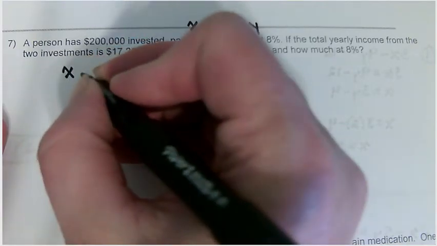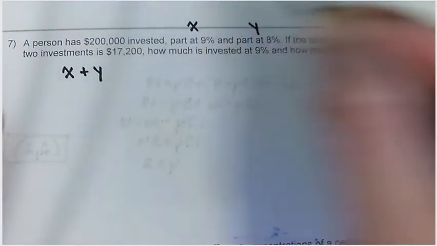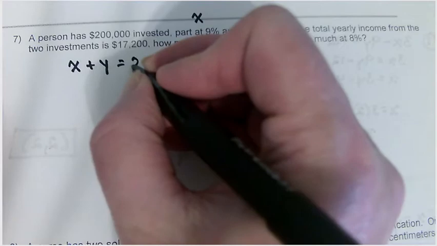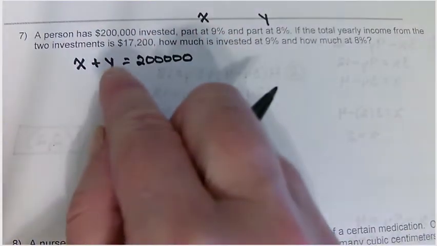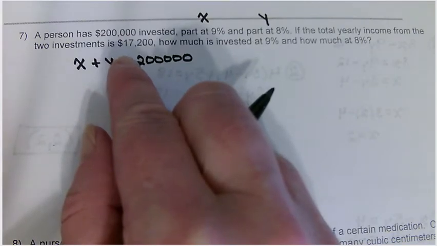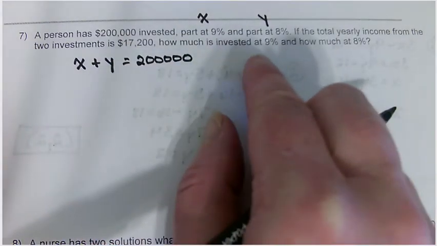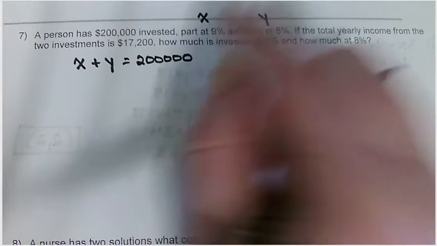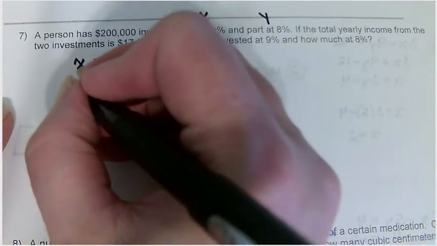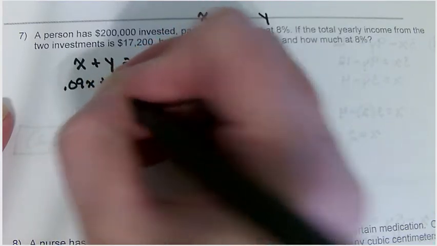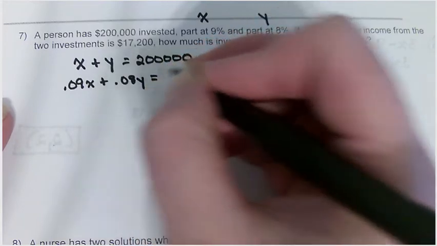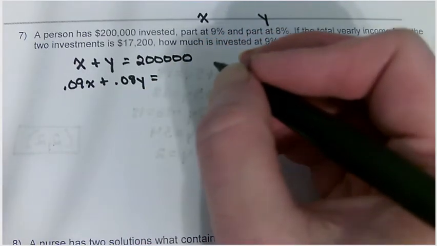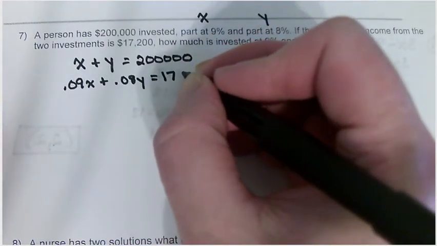So if I took the amount at 9% plus the amount at 8%, I'd get the full 200,000. Now the next part talks about the income from those investments. So I'm getting 9% of that value. So 0.09 of X plus 8% of Y is going to be the amount I'm getting out of the investment. So 17,200.